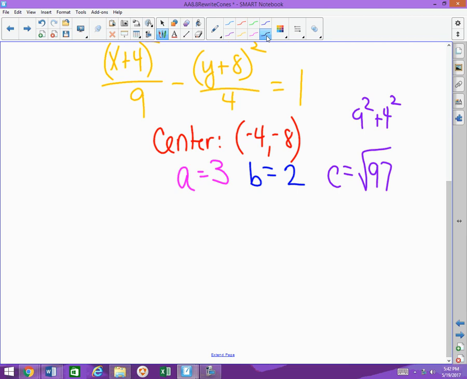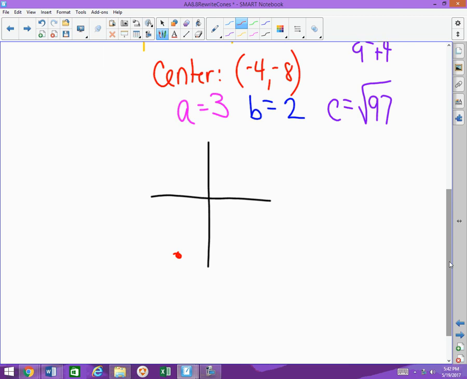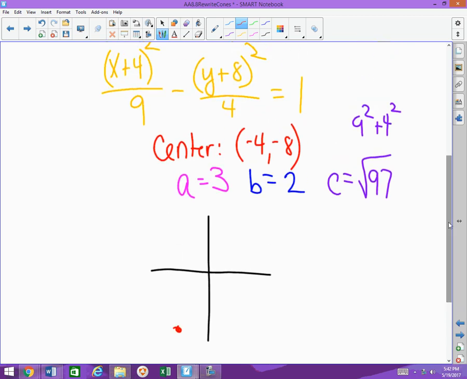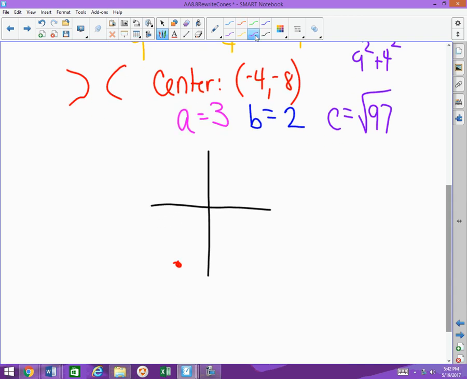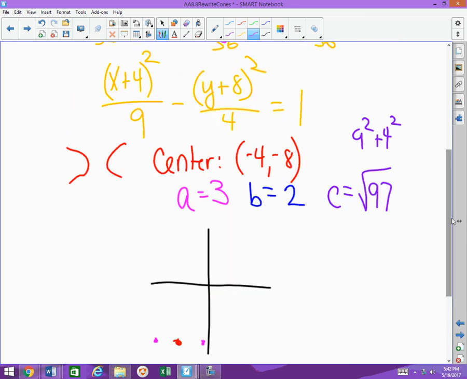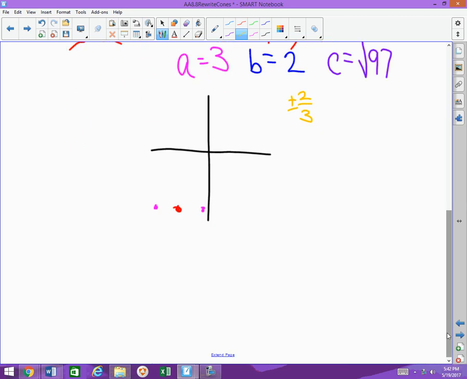If we were going to sketch a graph of this, the center is negative 4, negative 8. The value of a is 3, and because x plus 4 squared is the positive part, we're this type of hyperbola. So the vertices are 3 from the center, right there and right there. The slopes of the asymptotes are going to be plus and minus 2/3. From this point, we would go up 2 and over 3, or down 2 and over 3, and there, and there.